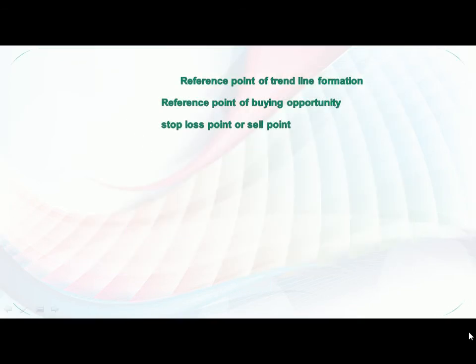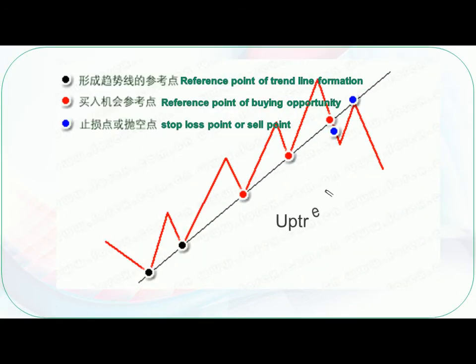Let's see, this is the uptrend. So we can see now the market, if you draw the trend line, is still in the uptrend. If you see the uptrend, you should pay more attention to this point. The first point, the black point, tells us it is the reference point of trend line formation, okay. So if you see the dark point, the dark point means the trend line, okay.